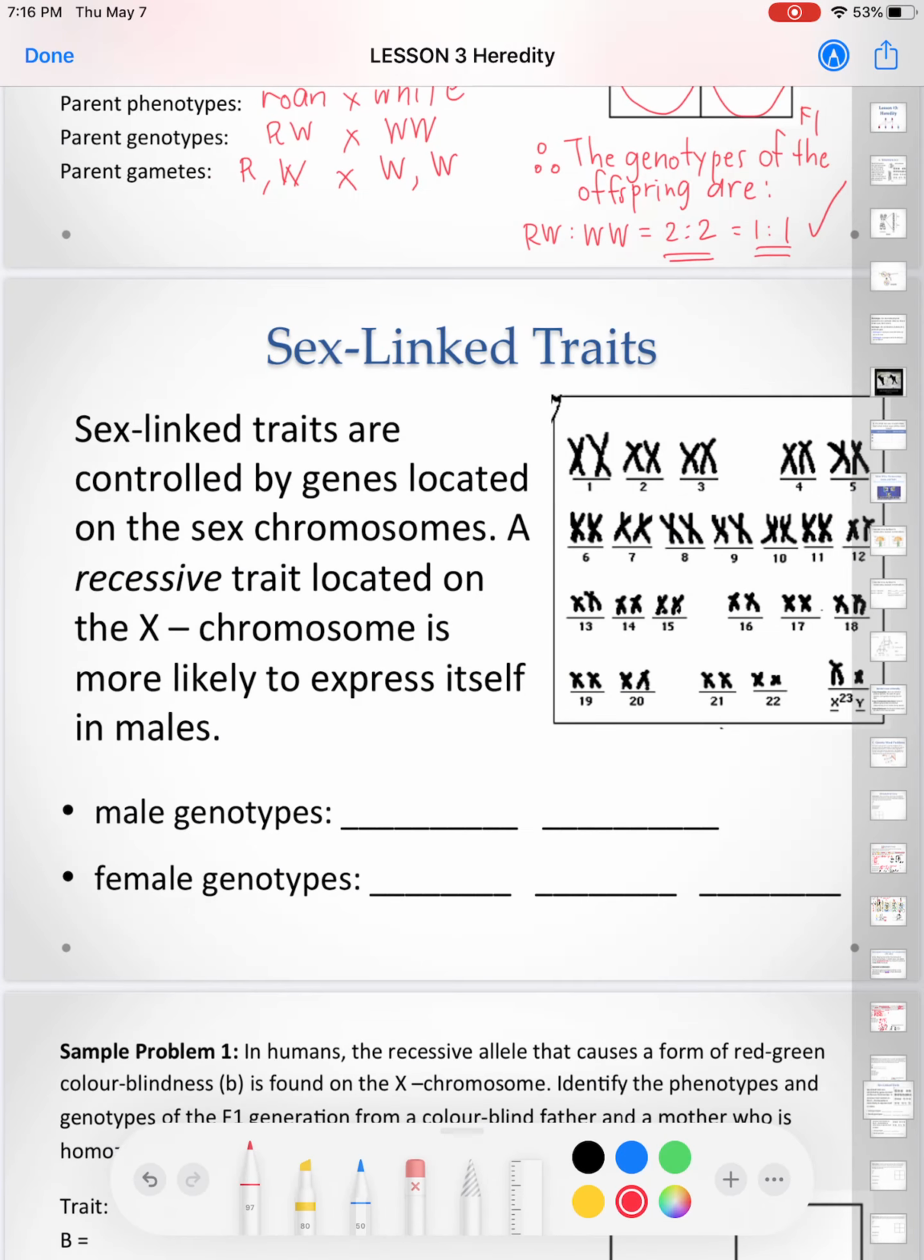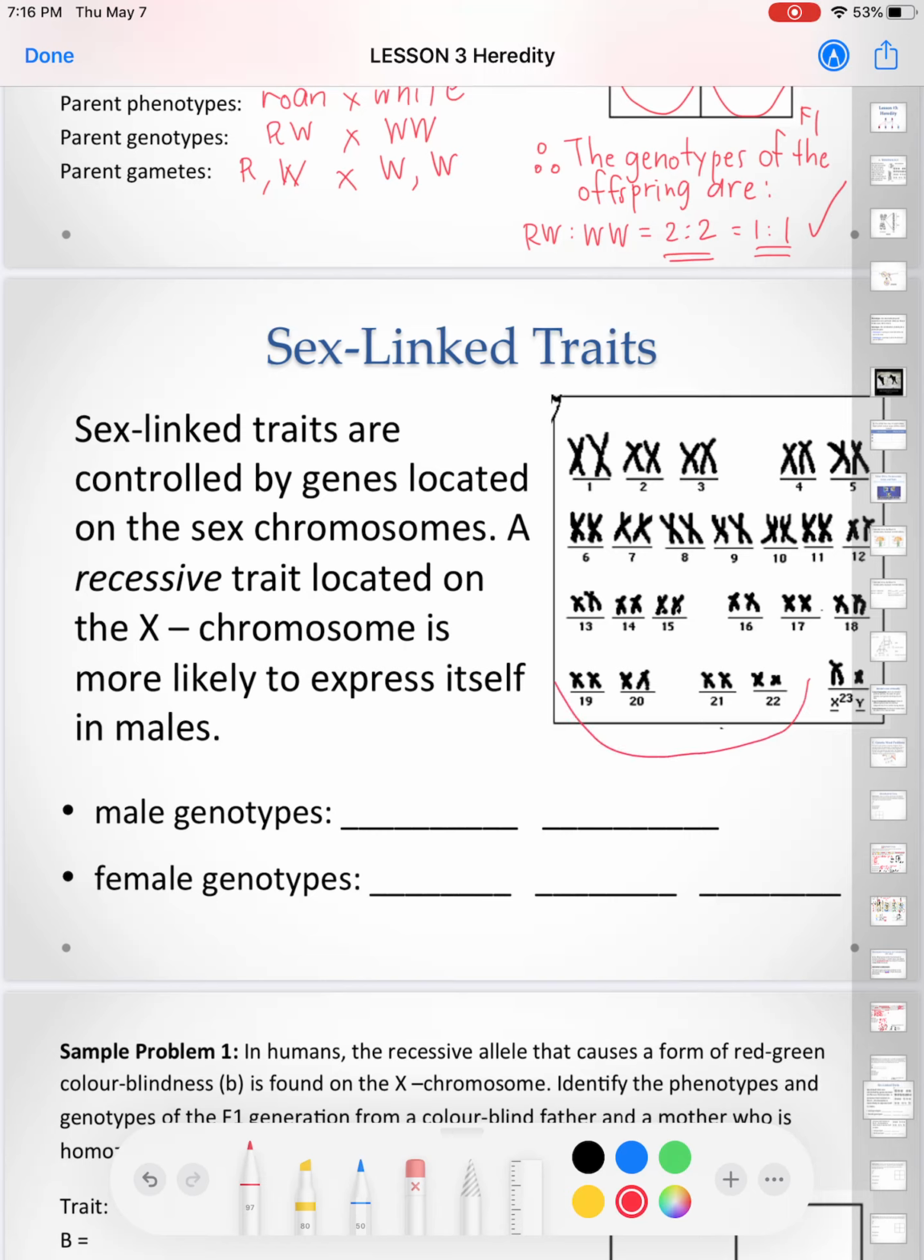Okay, so here's our last type of Punnett square question. So far we've looked at monohybrid, dihybrid, incomplete dominance, and codominance. And all of those types of alleles, or those genes, have been found on our autosomes.